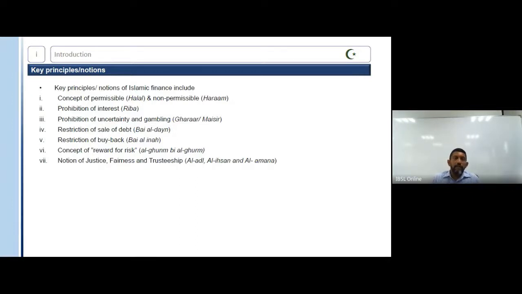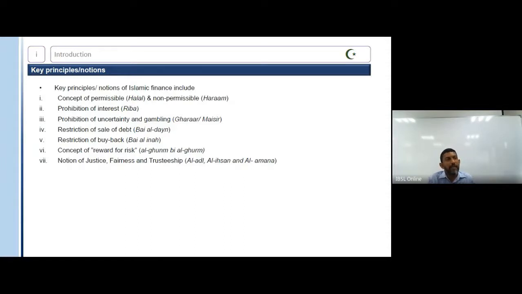Right. We move on to the third principle. Third principle is prohibition of uncertainty and gambling. In these principles, I have given small words, especially small Arabic words, that are used commonly in the industry. Even if you are interacting with customers, sometimes some of these words are used.